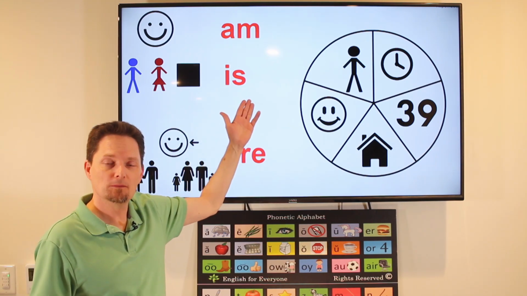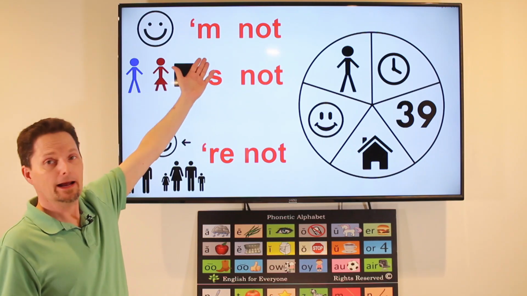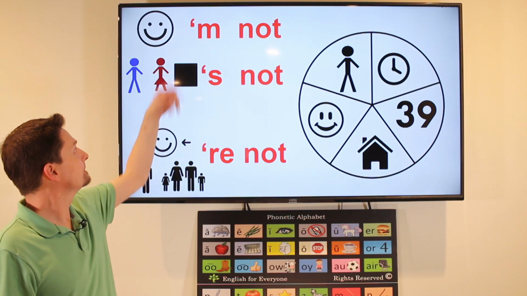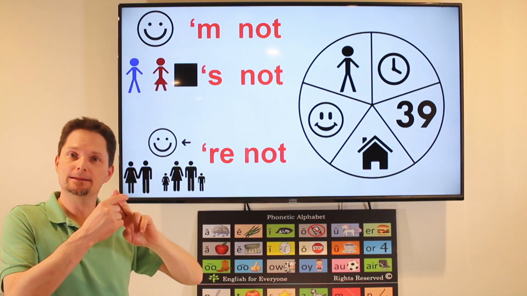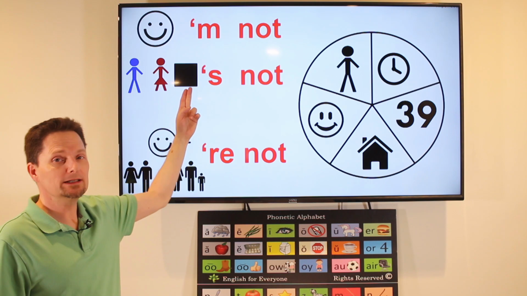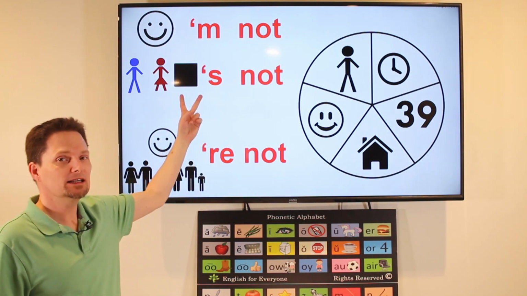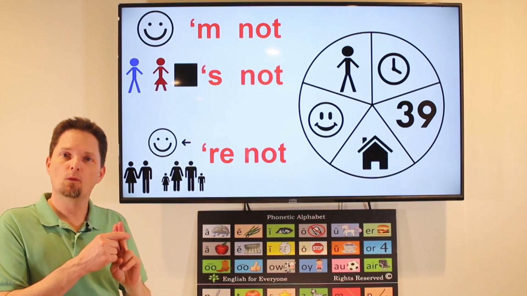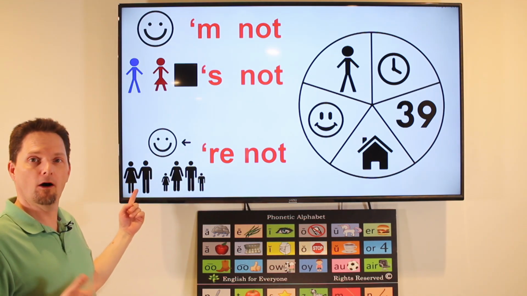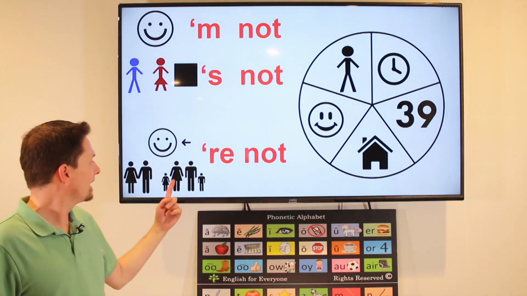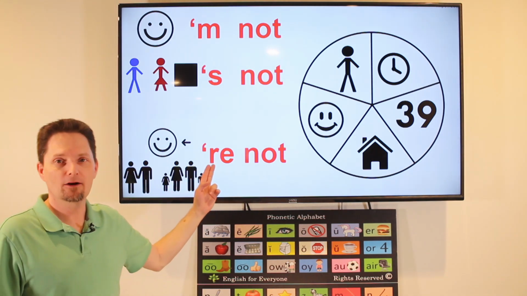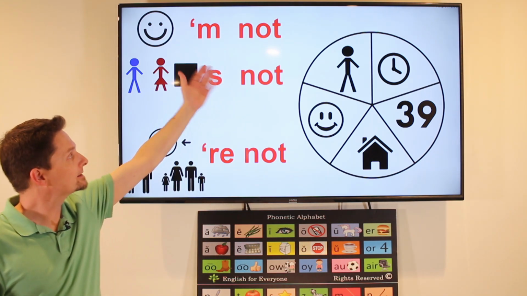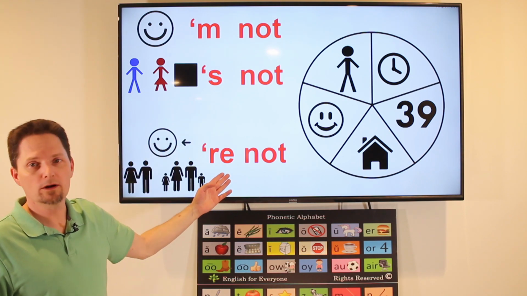The party is tomorrow. With our action, I am, you can make a contraction. I am together, I'm. He is together, he's. Or she is, she's. Or it is, it's. Contraction with are. You are together, you're. We are together, we're. They are together, they're. And for a negative with actions, we use not. I'm not. He's not. You're not.